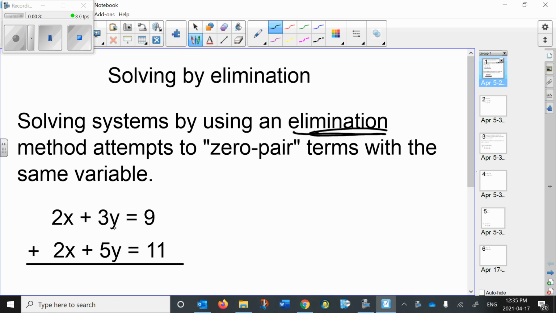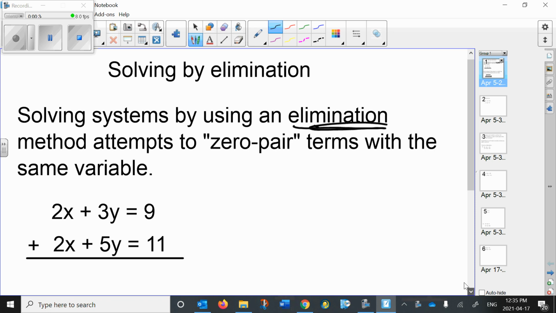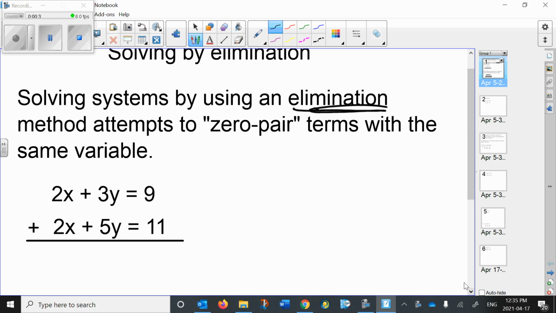Let's just say, and we're going to start at this point, this was our first linear equation and this was our second linear equation. I said, add these two up. Well, what would you get? 2x plus 2x is going to give me 4x. 3y plus 5y is going to give me 8y. And 9 plus 11 is going to give me 20. It's great that we could add them together, but we did not get rid of either an x variable or a y variable, okay?